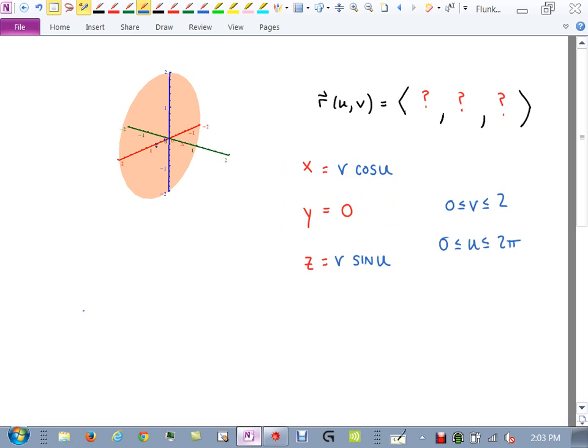All right, so what I would do is I write r of uv is equal to v cosine u, 0, v sine u, close it, and then of course those are my restrictions on u. That's the way you can draw circles in 3-dimensional space with a vector function of 2 variables. Use something like that.